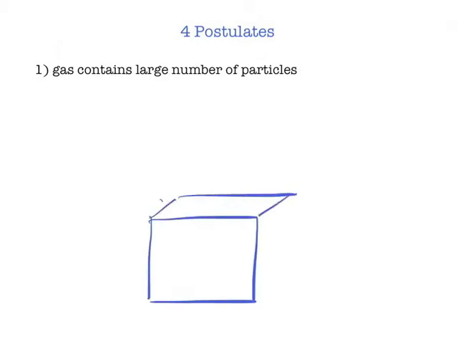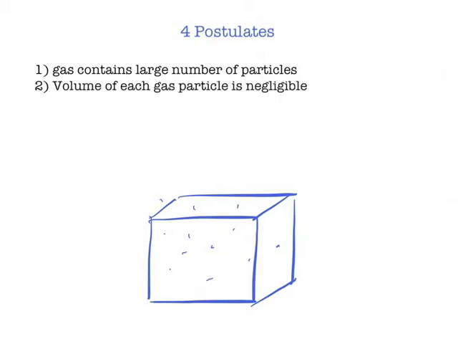So these are the four postulates. Number one, a gas contains a very large number of gas particles. That's fairly straightforward, easy to get. If you had a box of gas, it's going to be made of many gas particles. The second postulate states that the individual volume of each gas particle is negligible.